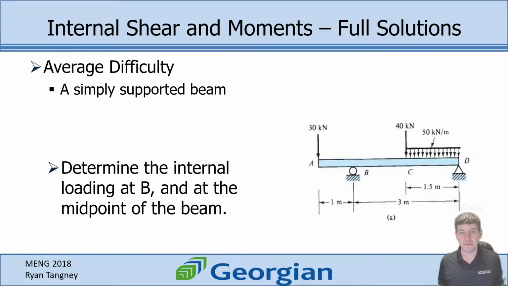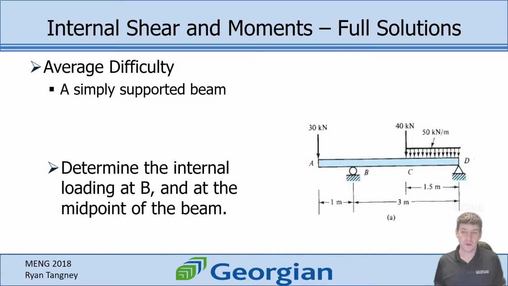Okay, here's a problem that I'd consider to be average in difficulty for this section. There's a lot going on. Even though it's an average problem, it is a hard problem. There is a lot to keep track of. So we have a simply supported beam, and we're going to ask for some internal load at different points. B could be a spot maybe I'd ask, or maybe the midpoint of the beam, but we should be able to answer anywhere on the beam what is the internal load.